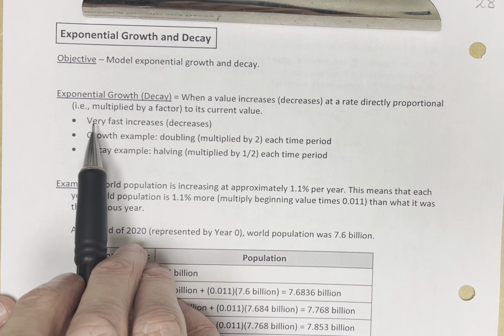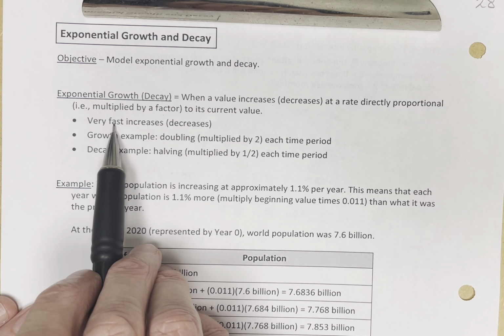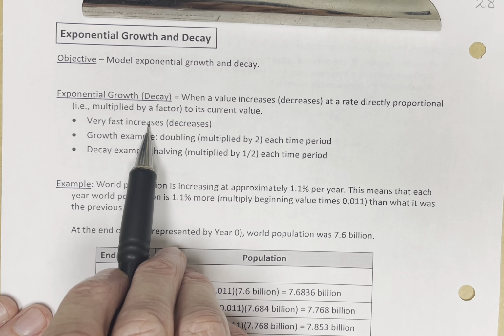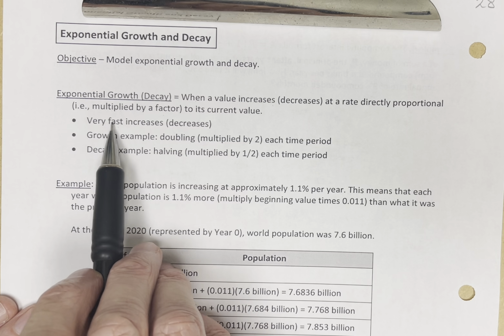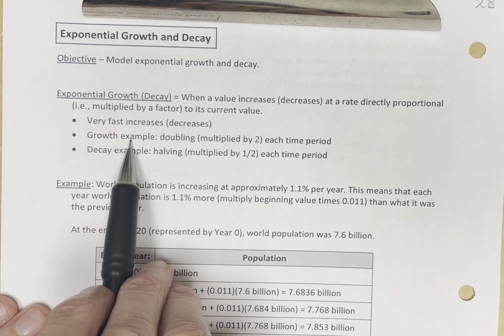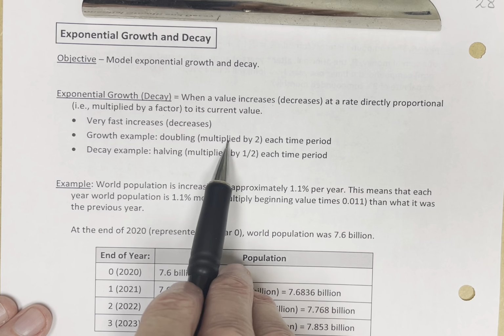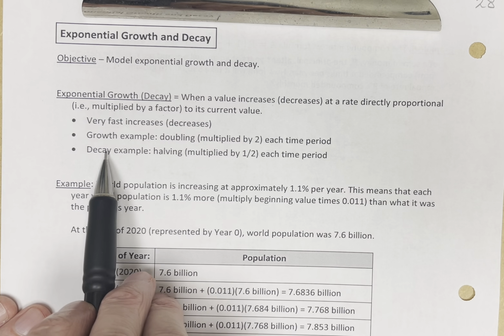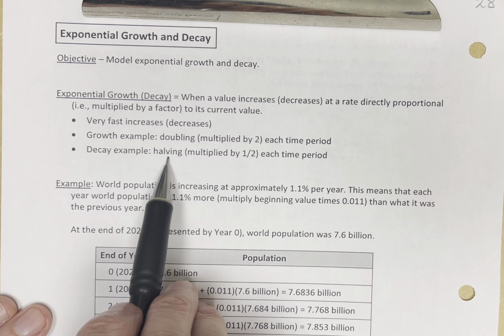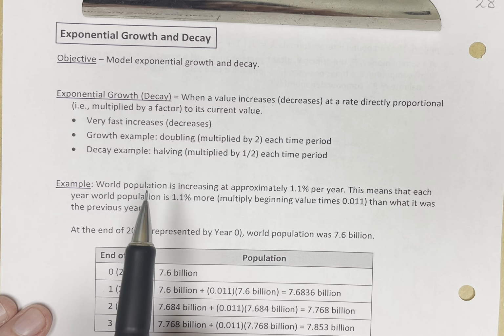Exponential growth means you have a very fast increase. Exponential decay, you're getting very fast decreases. A growth example: you're doubling every time period, so you're multiplying by 2. A decay example: you're halving, which is multiplying by a half for each time period.